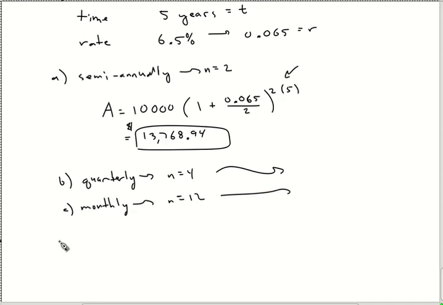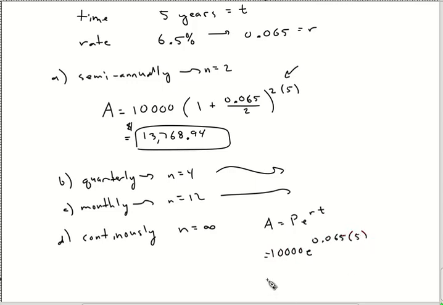And then part D finally says continuously. And so technically n equals infinity, but that's not really something we can plug into a calculator. And therefore, we use that special formula, the PERT formula. I say PERT because it looks like it. But really, the formula is very simple. You just put 10,000 E, and then you put your 0.065 times 5 in the power, and you get an answer.